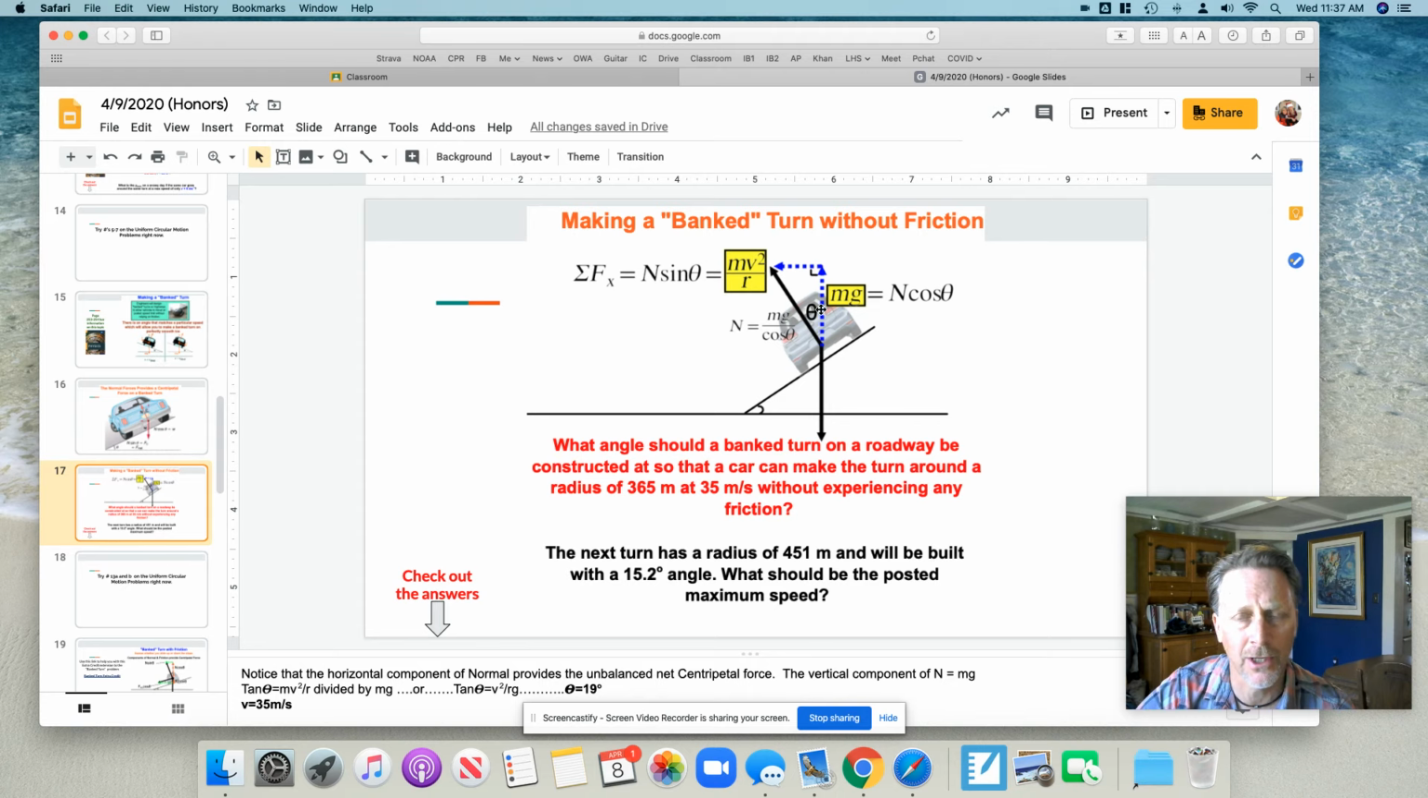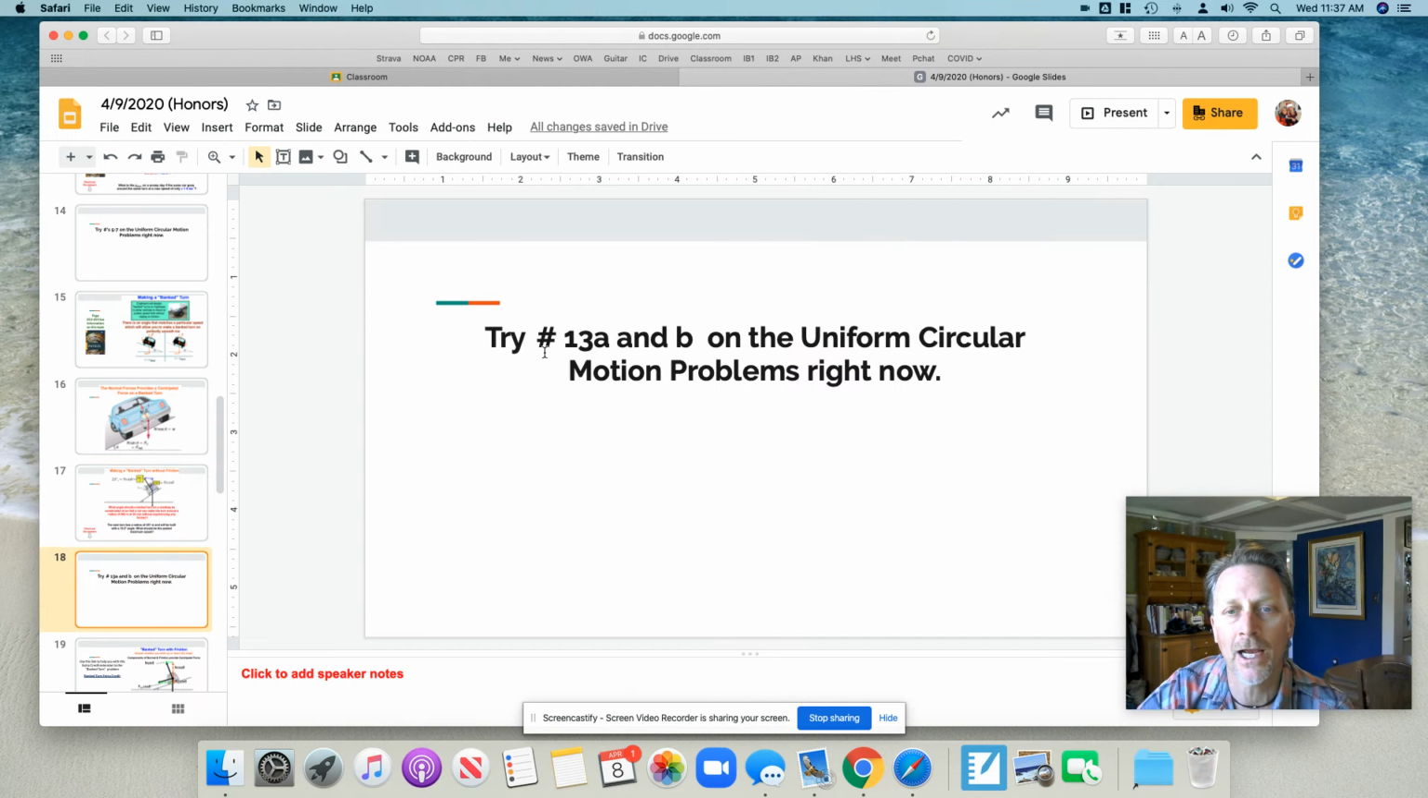You can look at a triangle and just say the tangent of theta equals mv squared over r divided by mg, and your m's cancel. So I've got two problems to figure that out. Answers are down here, and then you're going to want to go ahead and check out number 13a and 13b in your practice set and work through those concepts.